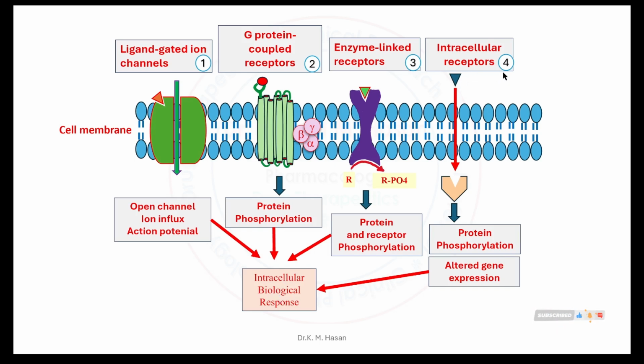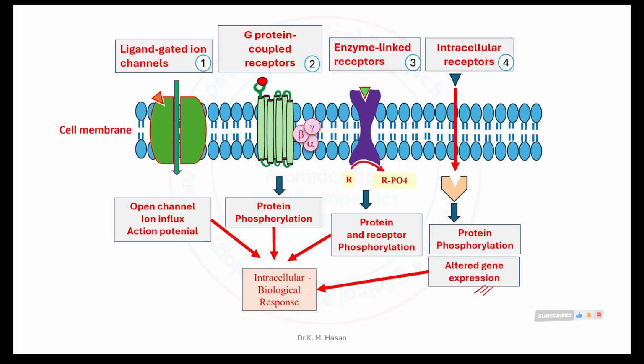Family number 4, the fourth family receptor, we have intracellular receptor. As you can see here, the entire receptor is located inside the cell. So the medication, the agonist, the drug should cross the membrane and arrive at the receptor. When the drug crosses the membrane and arrives at the receptor, it will bind to the receptor and produce protein phosphorylation, and the end result will be gene expression. So the end result here is very important to look at: the gene expression regarding the intracellular receptor.